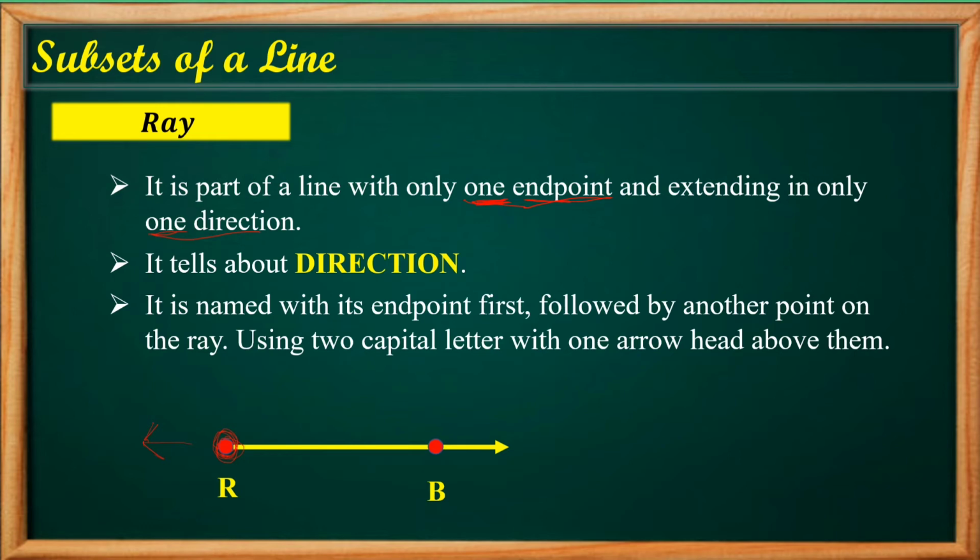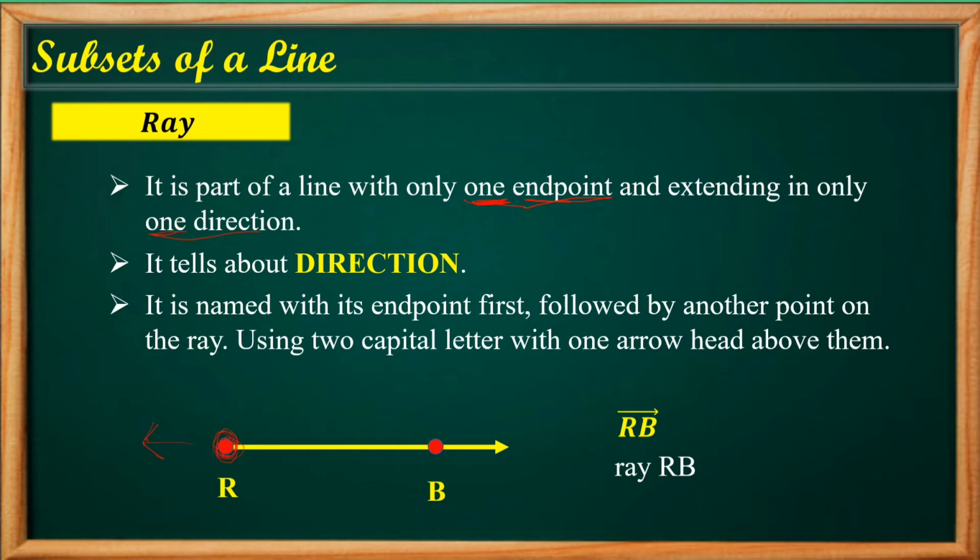Next, in naming with endpoints first, it is named with its endpoint first, followed by another point on the ray, using two capital letters with one arrowhead above them. Okay, now example, we have here ray RB. It will read as ray RB. That symbol above RB is what we call ray. That is the symbol for ray.